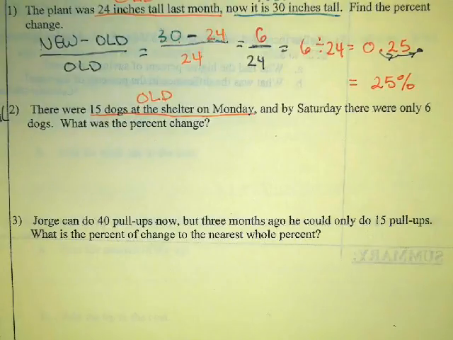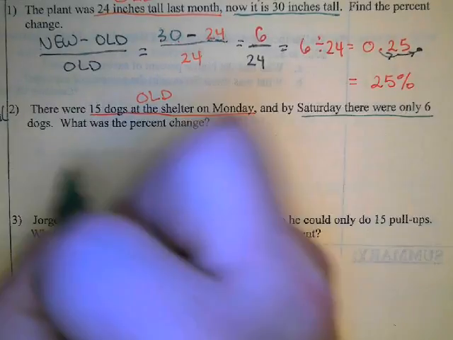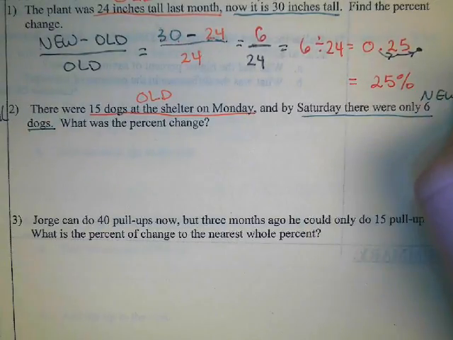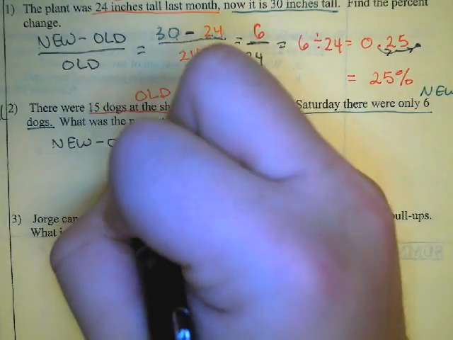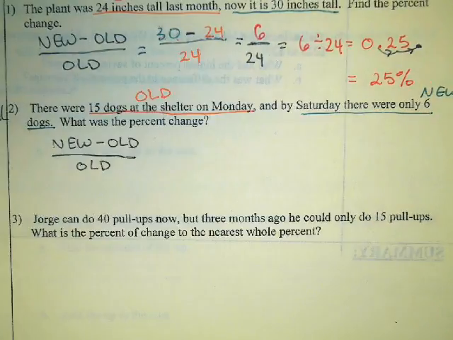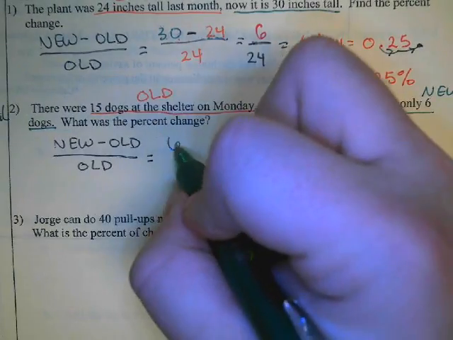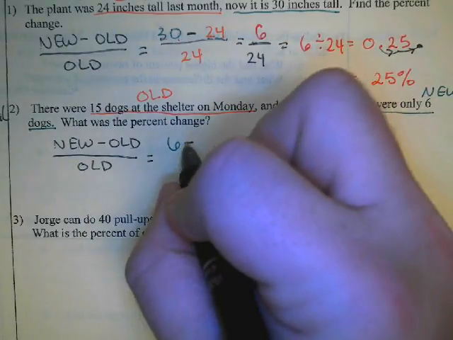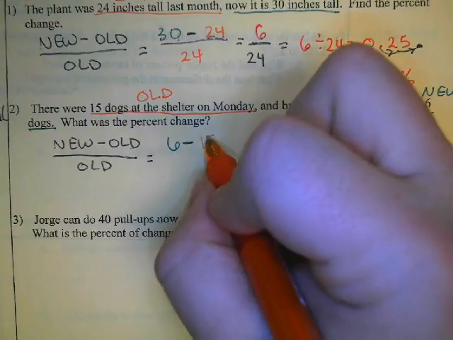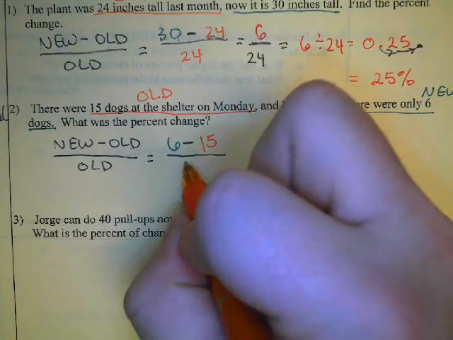15 dogs on Monday is our old. And then on Saturday there were only 6 dogs, so this will be our new. And we'll use our equation, new minus old divided by old, which will equal, let's do this in the right order this time, 6, that's our new number, new is 6, minus our old is 15. And then we'll divide that by 15.